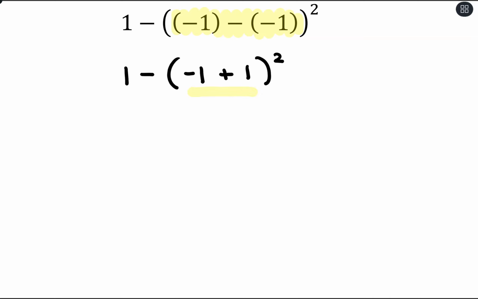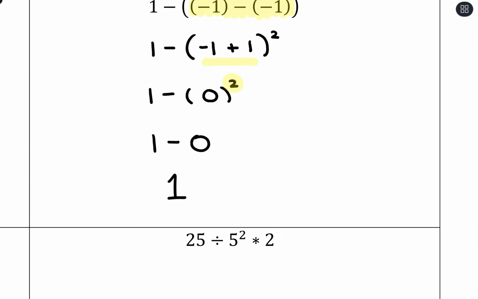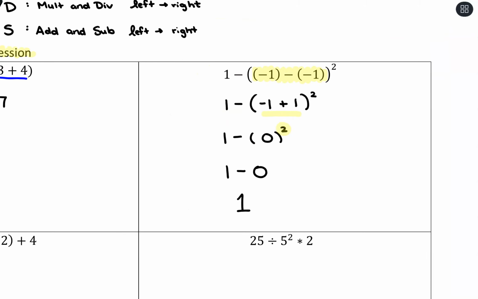I'm going to keep simplifying the parentheses there. So 1 minus negative 1 plus 1 will be 0. So we're going to square that. Then our parentheses are all simplified, so now we're going to go to the exponent. So 0 squared is just 0. And 1 minus 0 is just 1. So we end up there following our order of operations.